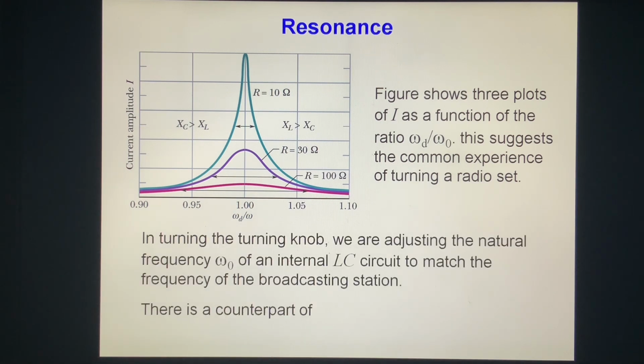In turning the turning knob, we are adjusting the natural frequency omega 0 of an internal LC circuit to match the frequency of the broadcasting station. There's a counterpart of resonance phenomena in mechanics.